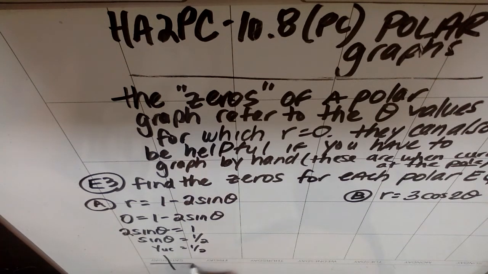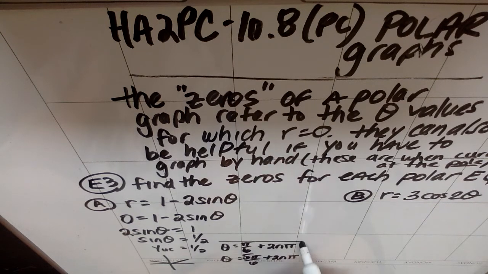Well, that happens here and here at pi over 6 and 5 pi over 6, but also at every one of those values forever and all eternity, right? So my two zeros would be at pi over 6 plus 2n pi, meaning as many full circles as I want, and 5 pi over 6 plus 2n pi.